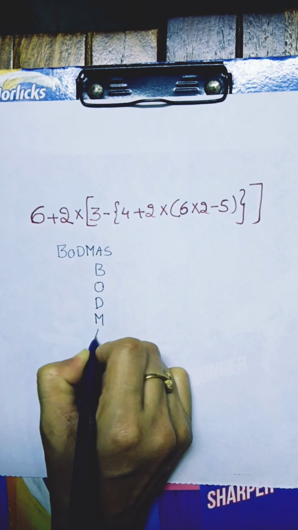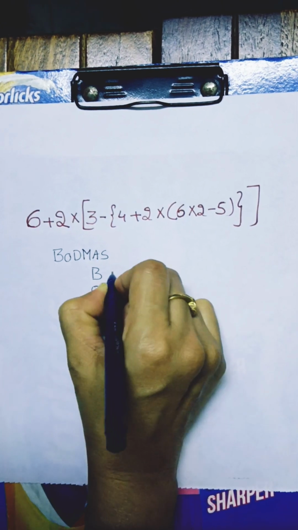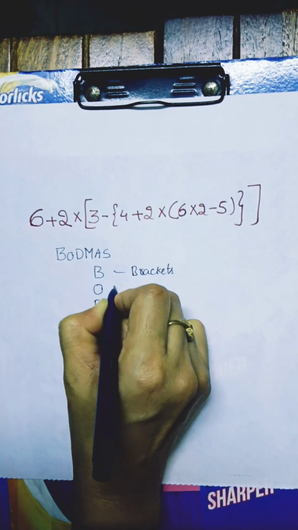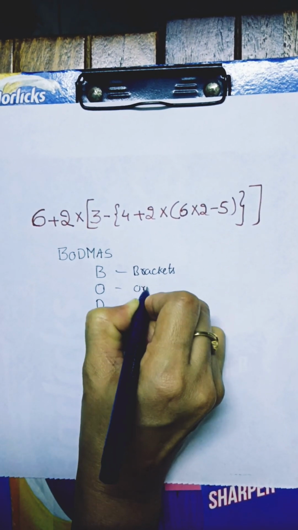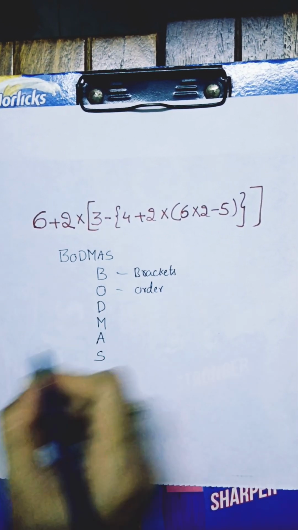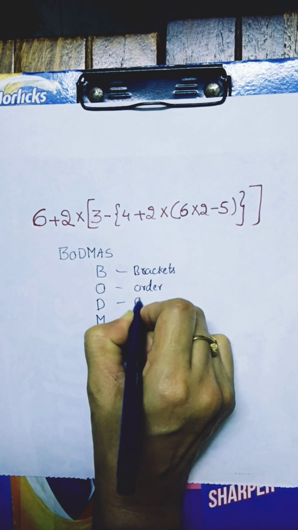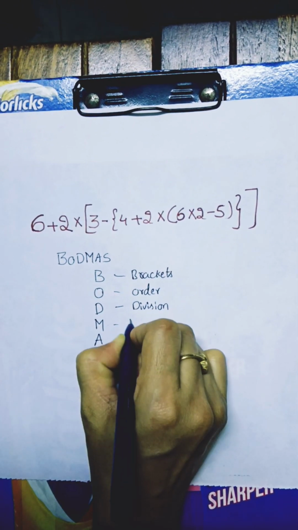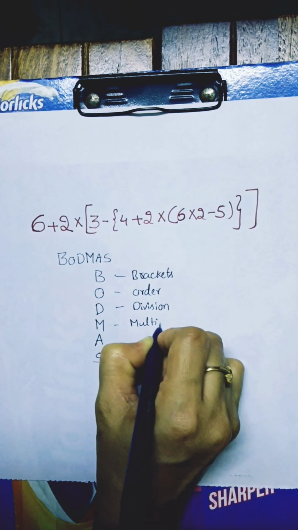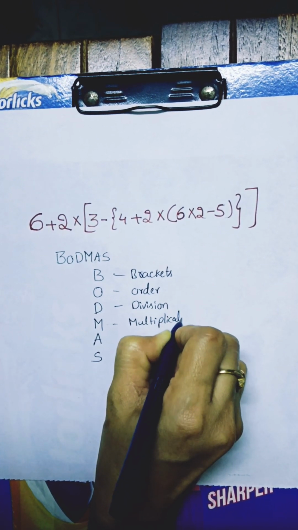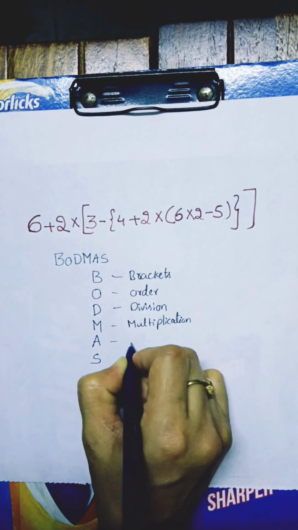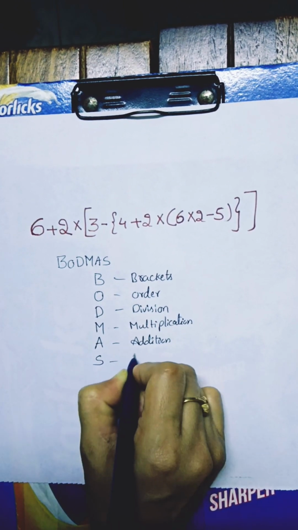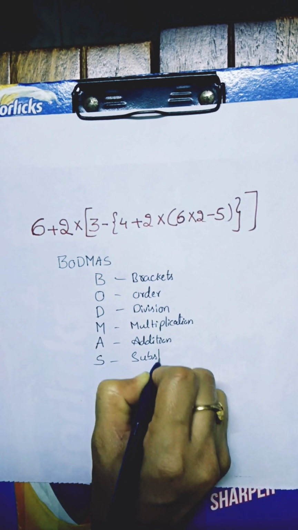Let me explain you clearly here. B for brackets, O for order, then D for division, M for multiplication, A for addition, and S for subtraction.